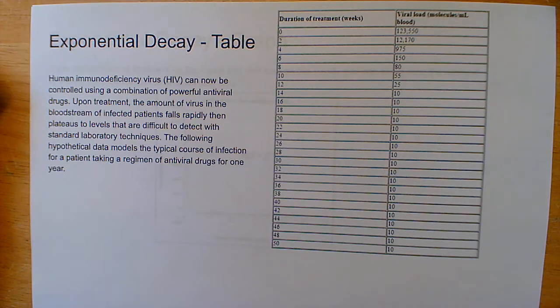All right, how about exponential decay? So we have the HIV virus, which can now be controlled using a combination of powerful antiviral drugs. Upon treatment, the amount of the virus in the bloodstream of infected patients falls rapidly until it plateaus at a level that is difficult to detect with standard laboratory techniques.